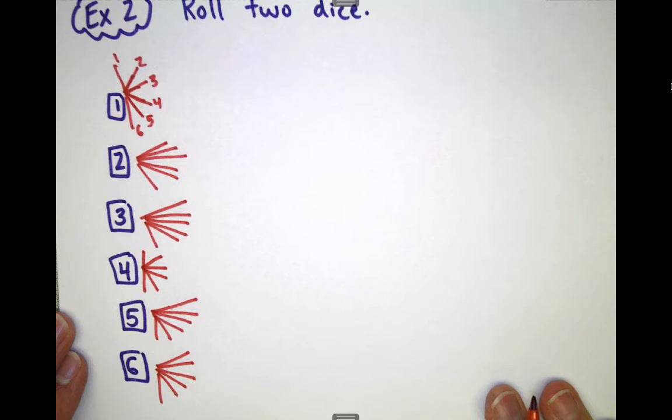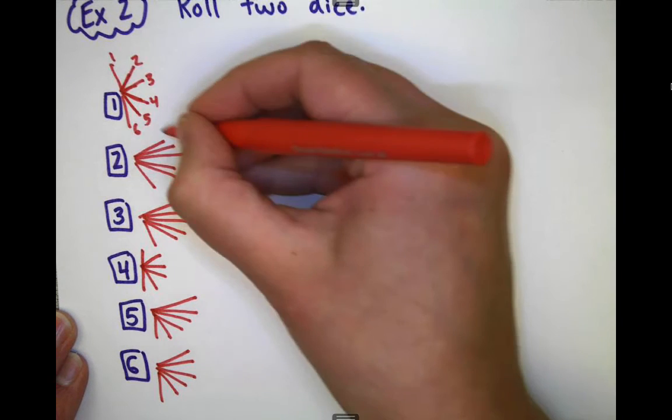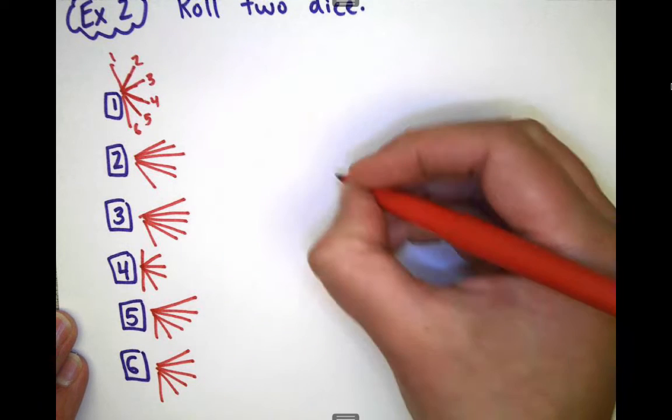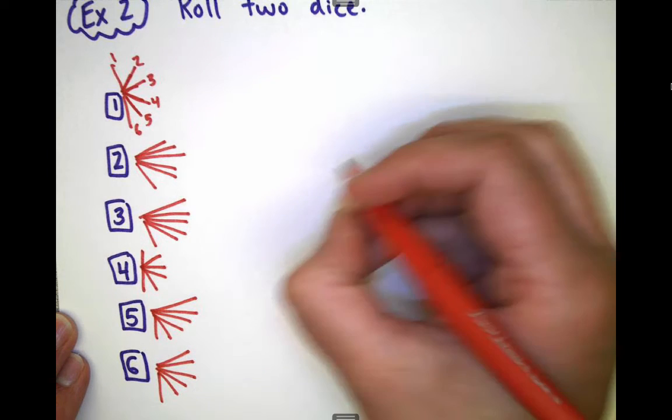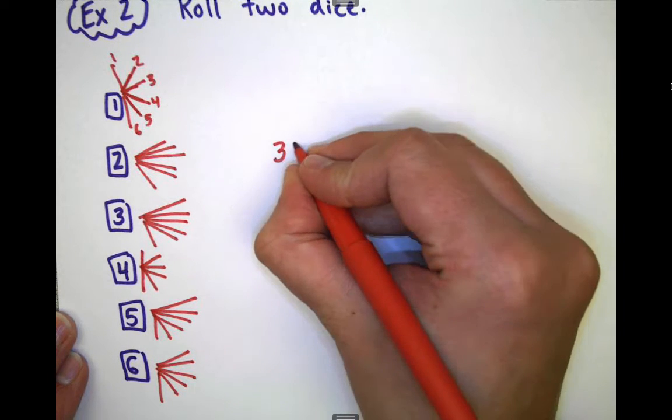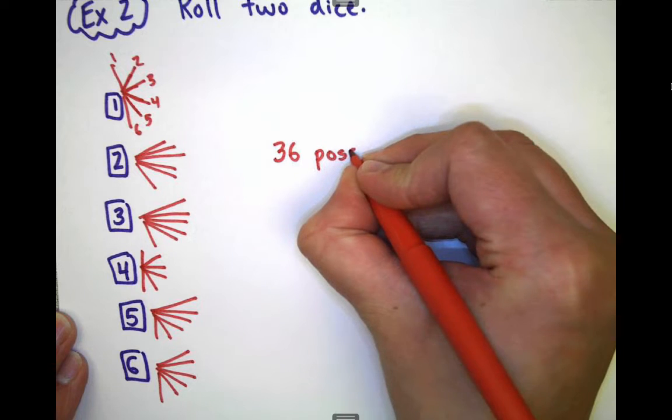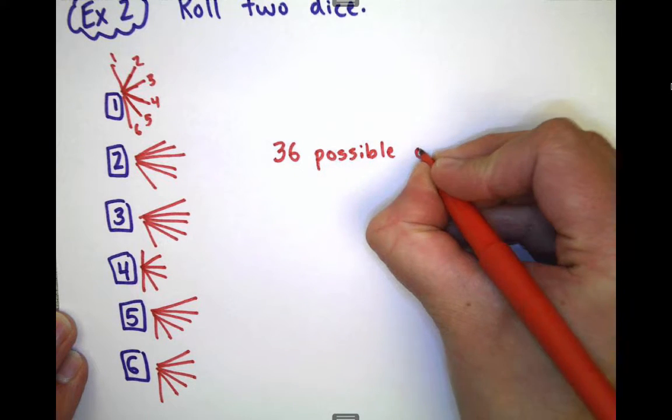Wow. So how many options are there? There's 6 for each of these, and there's 6 of these. So 6 times 6, there's 36 possible outcomes when you roll these 2 dice.